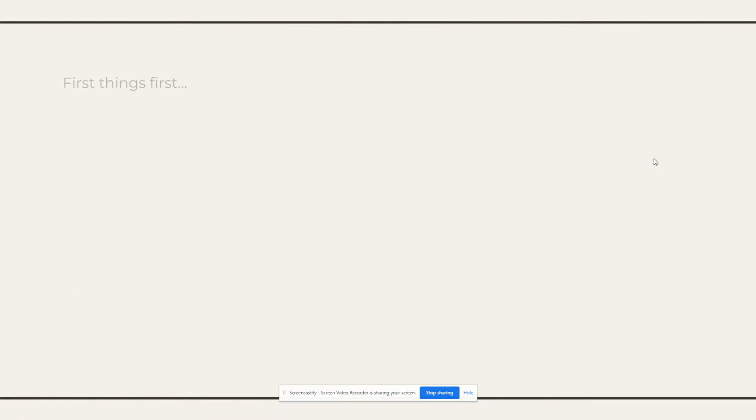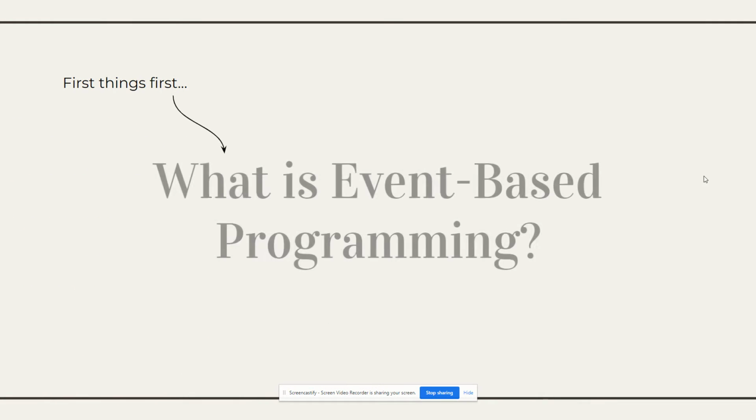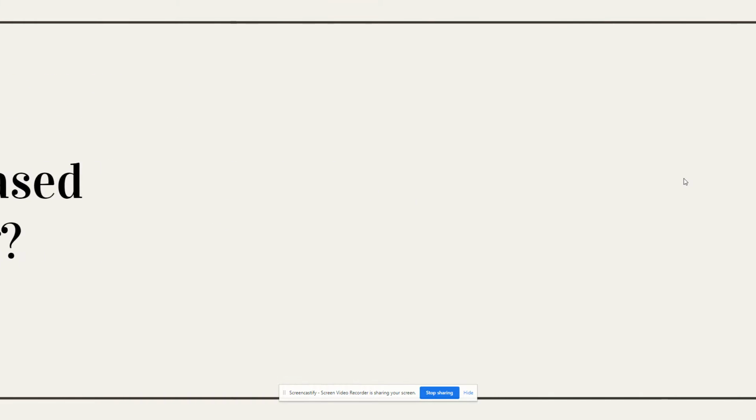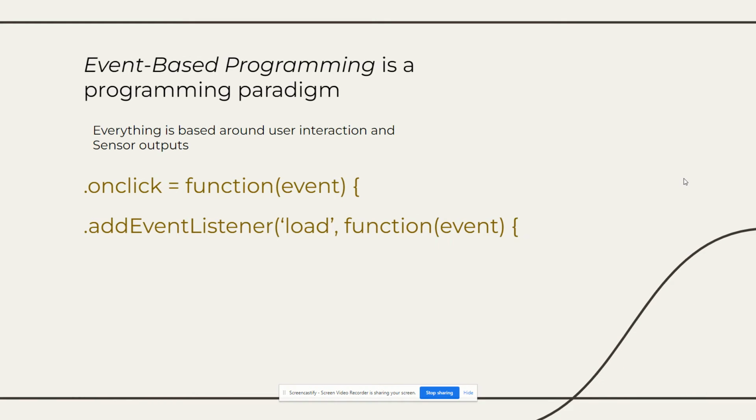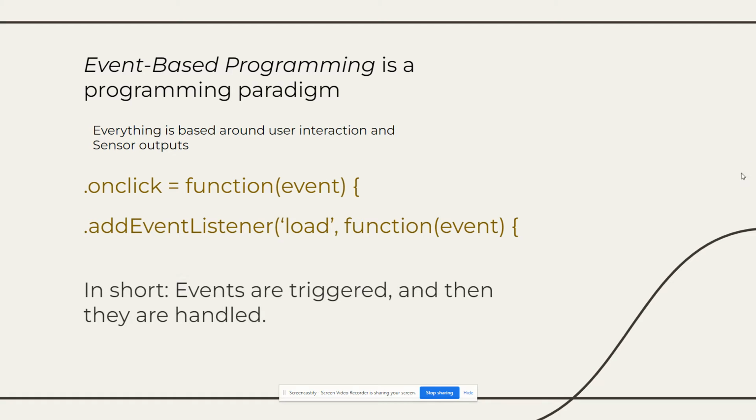So, first things first, we want to know what is event-based programming. In short, it's a programming paradigm where everything is based around user interaction and sensor outputs. So you've probably seen .onClick and .addEventListener. Clicks, loads, these are all events that take place in JavaScript. So basically, in short, events are triggered and then they are handled. That's the very oversimplified way of describing event-based programming.